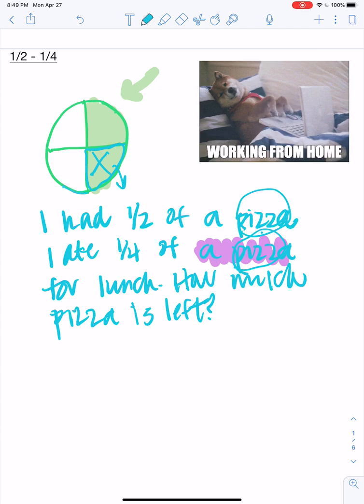I had 1/2 of a pizza. I ate 1/4 of that pizza. How much of that pizza is left? And so with addition, subtraction, it's the same whole. And what was maybe ambiguous is a lot of times people said it here.